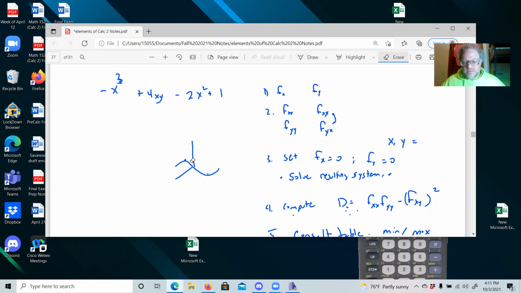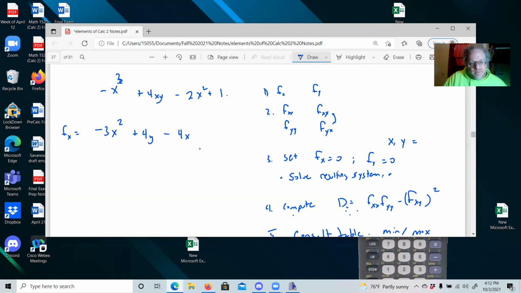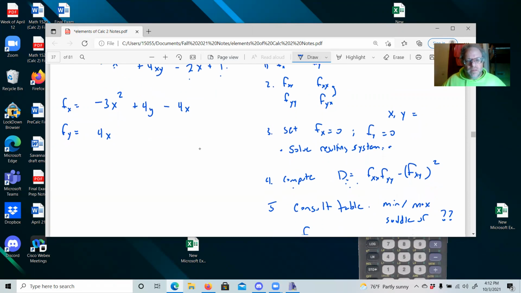Let me erase this because we don't really need that. All right, so let's go. Fx, that is equal to, right, negative 3x squared plus 4y minus 4x, and then the 1 had a 0 to it. Okay, the derivative of 1 is 0. Fy, okay, well, that's 0. That's going to be 4x. These are all zeros. Did I write this down right? Yeah, I think I did. All right, we're all good. 4x.